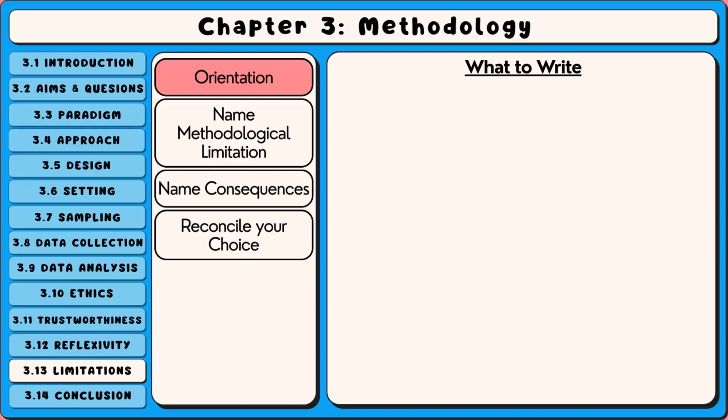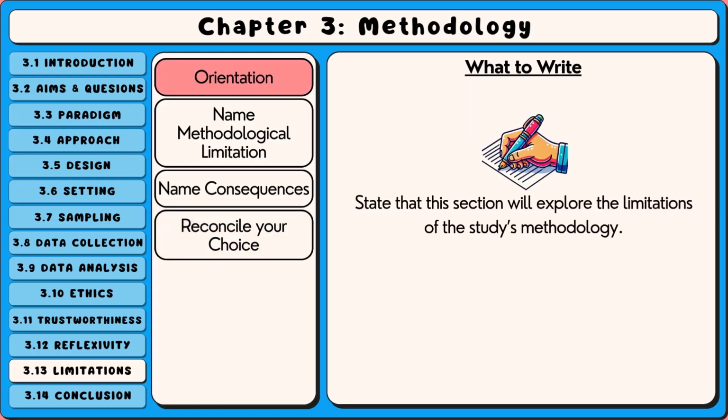First, provide an orientation. Then outline the methodological limitations that you faced. Then outline the consequences of those methodological limitations, and finally, reconcile your choice by highlighting how you managed or are able to justify those limitations.